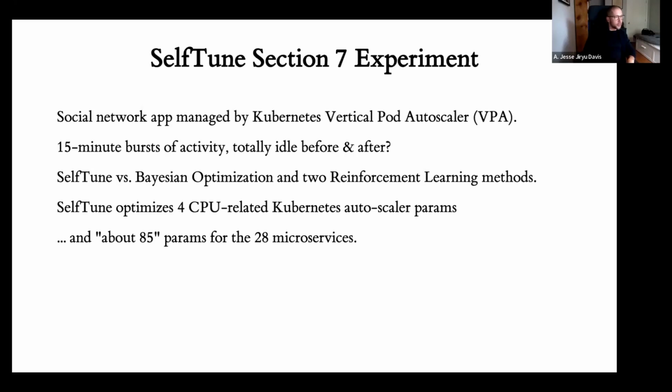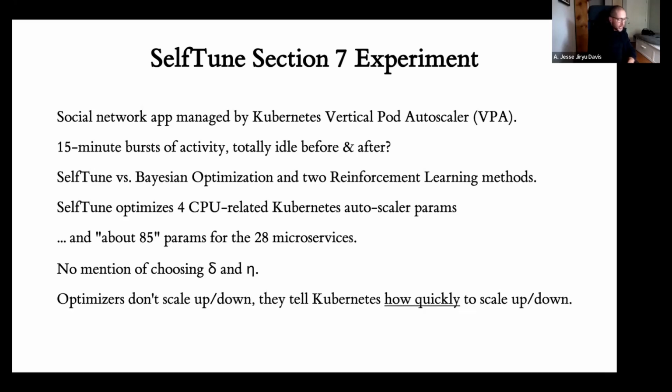Later on, by the way, they say that only a few of these really matter, but obviously you don't know that a priori, so it's good to give them all to SelfTune. Again, they don't mention how they chose delta and eta, which I found frustrating. And an interesting thing is that the optimizers themselves don't scale up and down. They just tell Kubernetes how quickly to scale up and down. So you could almost think of this as hyperparameter optimization, and then delta and eta are hyperparameters.